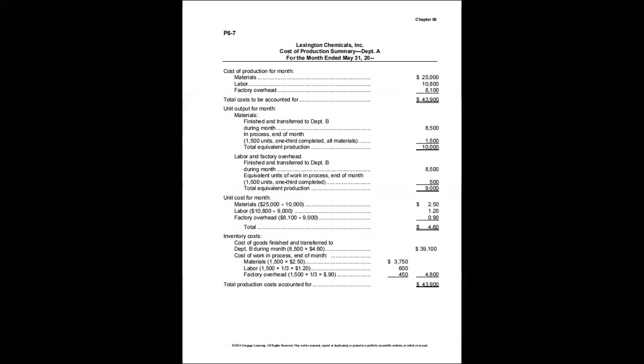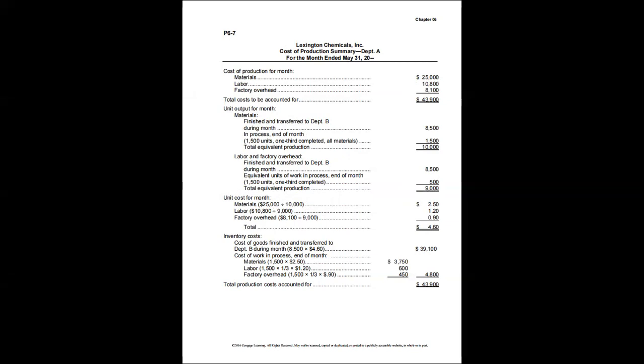Lexington Chemicals Incorporated, which uses the process cost system, has two departments, A and B. In both departments, all of the materials are put into production at the beginning of the process. The materials added in Department B increase the number of units being processed by 1,500. Labor and factory overhead are incurred uniformly throughout the process in all departments. A record of the factory operations for May follows.